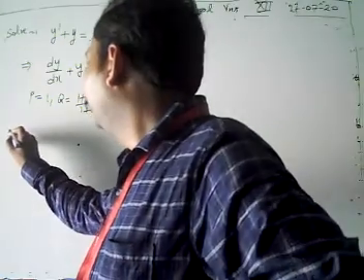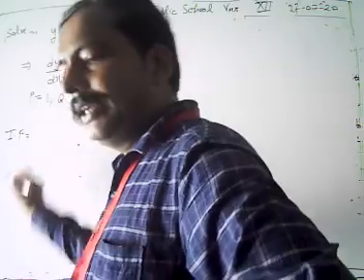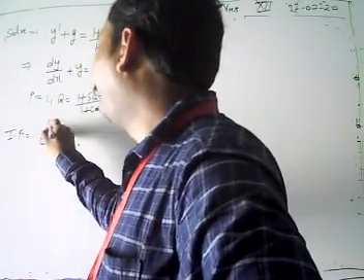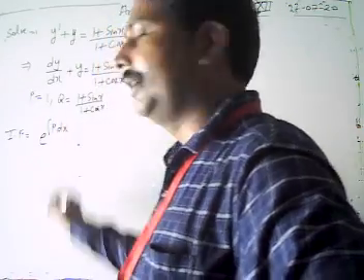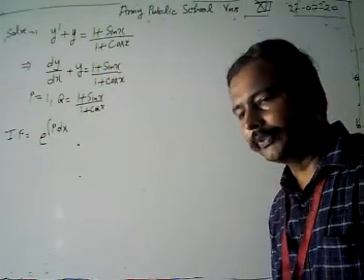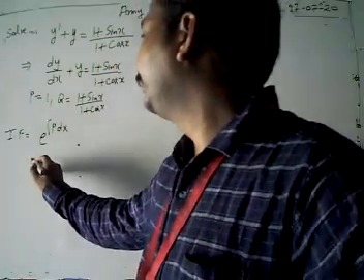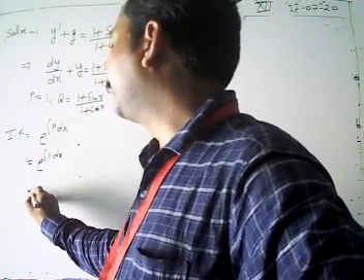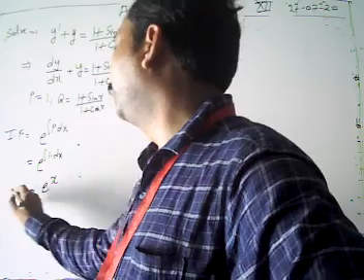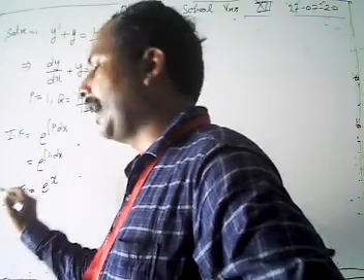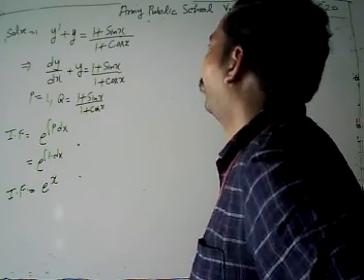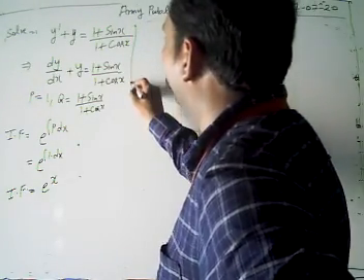Now we have to find the integrating factor, IF, which is e to the power integral of P dx. Our P is 1 there, so e to the power integral of 1 dx. Integration of 1 is x. Now the value of our integrating factor IF is e to the power x.